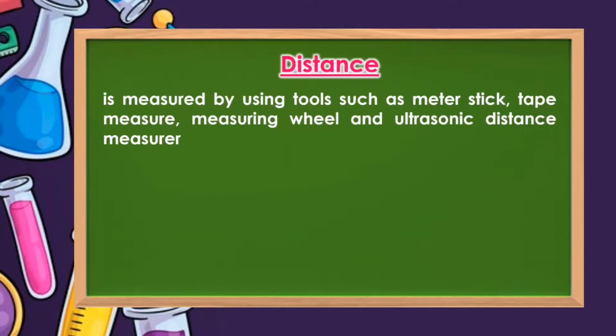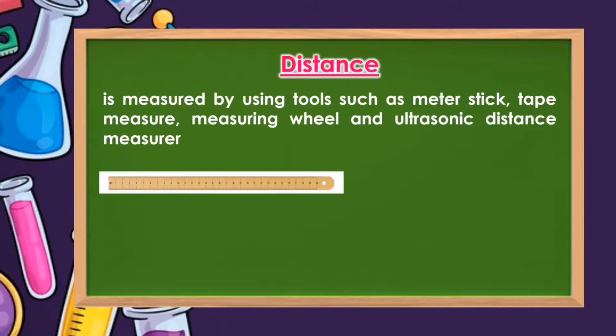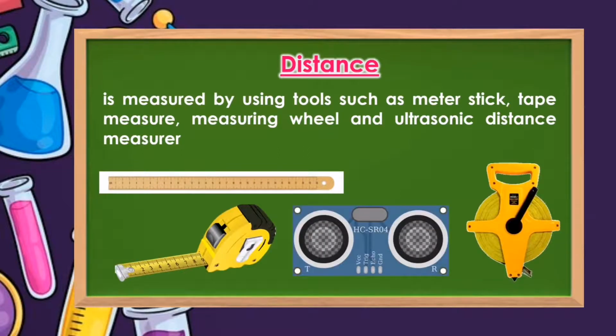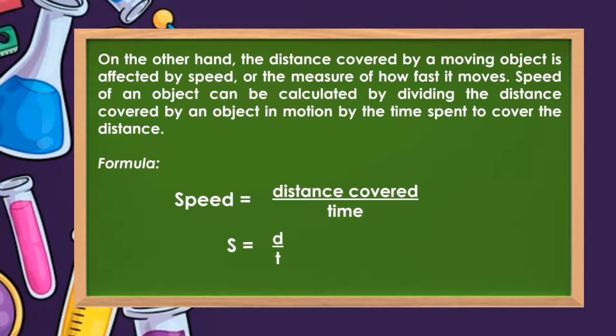Distance is measured by using tools such as meter stick, tape measure, measuring wheel, and ultrasonic distance measurer. On the other hand, distance covered by a moving object is affected by speed, or the measure of how fast it moves. Speed of an object can be calculated by dividing the distance covered by an object in motion by the time spent to cover the distance. Here is the formula. Speed equals distance covered divided by time, or S equals D divided by T.